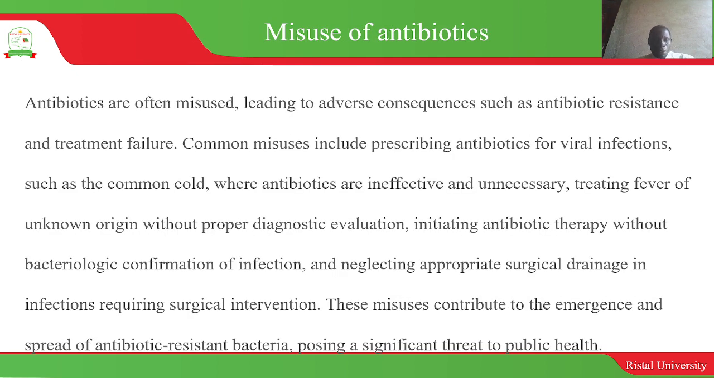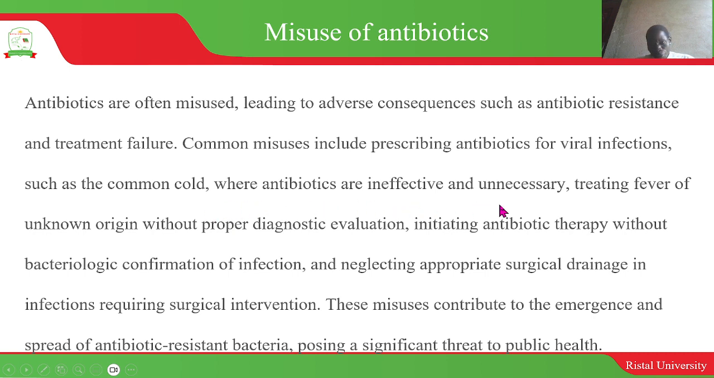We look at misuse of antibiotics. We say antibiotics are often misused, leading to adverse consequences such as resistance and also treatment failure. Common misuse includes prescribing antibiotics for viral infection. This is one of the mistakes most of us make, especially when somebody comes with a complaint of cough, I mean flu, for example. Flu is a viral infection. Why do you give antibiotics? This is really total misuse of antibiotics. And for all this you need to use your clinical judgment before you prescribe an antibiotic.